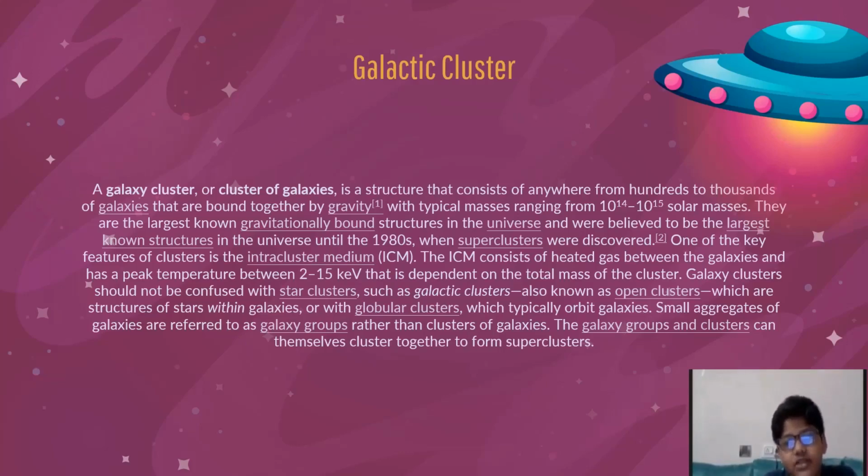One of the key features of clusters is the intracluster medium. The intracluster medium consists of heated gas between the galaxies and has a peak temperature between 2 to 5 keV that is dependent on the total mass of the cluster. Galaxy clusters should not be confused with star clusters such as galactic clusters, also known as open clusters, which are structures of stars within galaxies, or with globular clusters, which typically orbit galaxies.